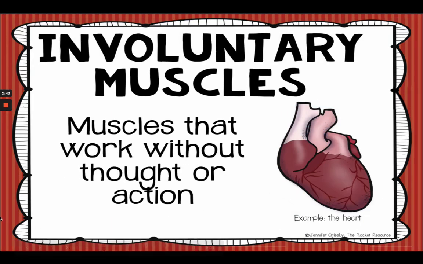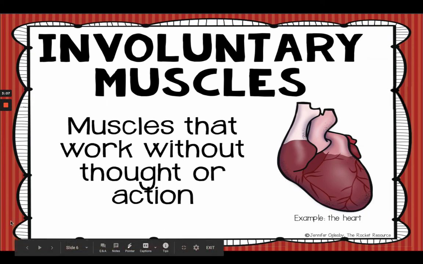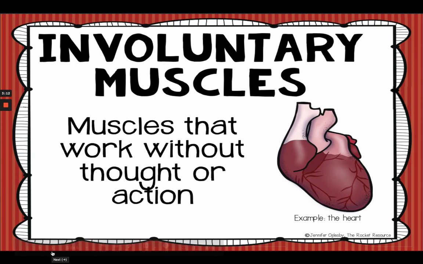So we talked about voluntary muscles. Now let's talk about involuntary muscles. And these muscles are muscles that work without any thought or action, so we don't have to do anything to make these muscles work. For example, our heart is an involuntary muscle. All right, it pumps our blood without us even having to tell it to pump blood. It just does it constantly. It's always working. So I do want you to take a minute, pause this, and write down the definition for an involuntary muscle. You could also put that the heart is an example of one.